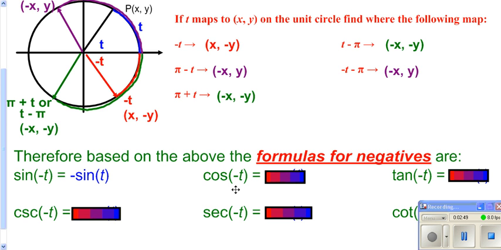Let's also take a look at the cosine of t and cosine of negative t. How do these compare to each other? Well, cosine of negative t, here's your x-coordinate. How does that compare to the x-coordinate, which would be the cosine of t? Well, you're both the same distance to the right, so they're going to be equal.